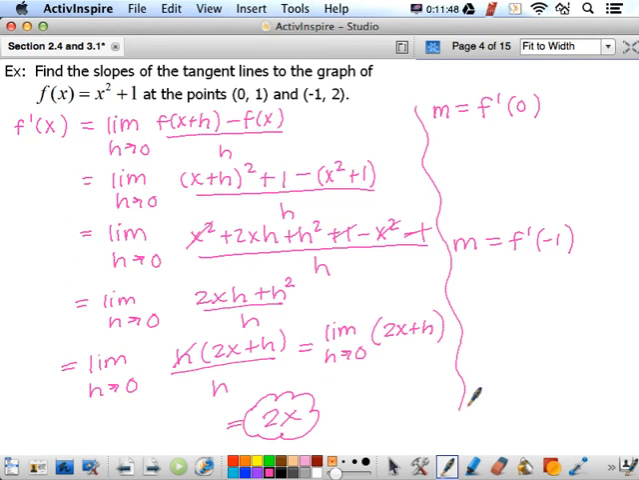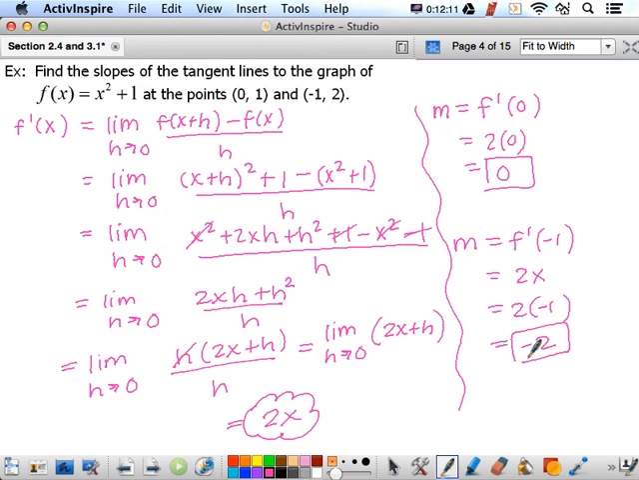So, if I substitute 0 into my derivative, what do I get? 0. So the slope of the parabola at the point 0, 1 is apparently 0. And then to find the slope at negative 1, I take my derivative and I just substitute negative 1 for the x, and that will tell me the slope at that point.